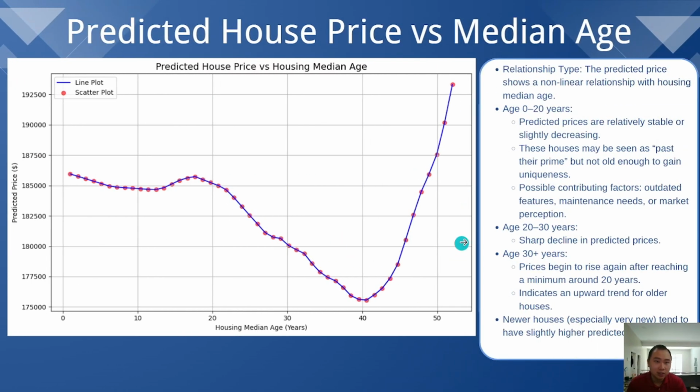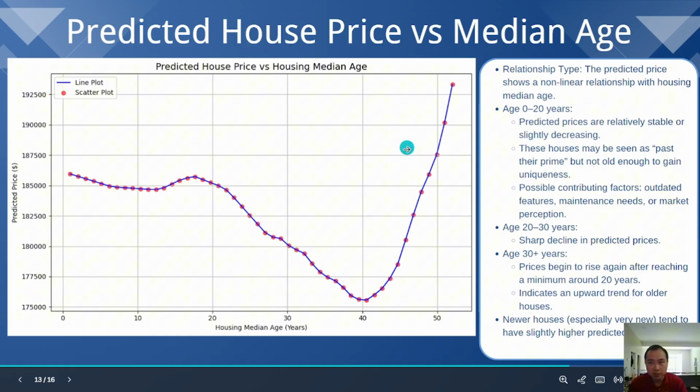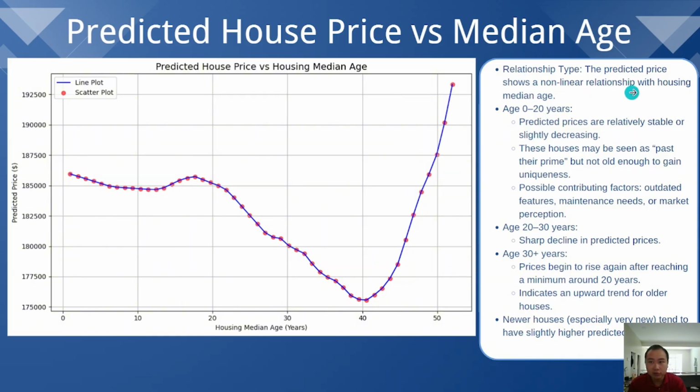My name is Kenny, and I will continue with the predicted house price versus the median age. From the plot, we can see that the predicted price shows a non-linear relationship with the housing median age. This is a scatter plot with a line plot here. We start from age 0 to 20 first.